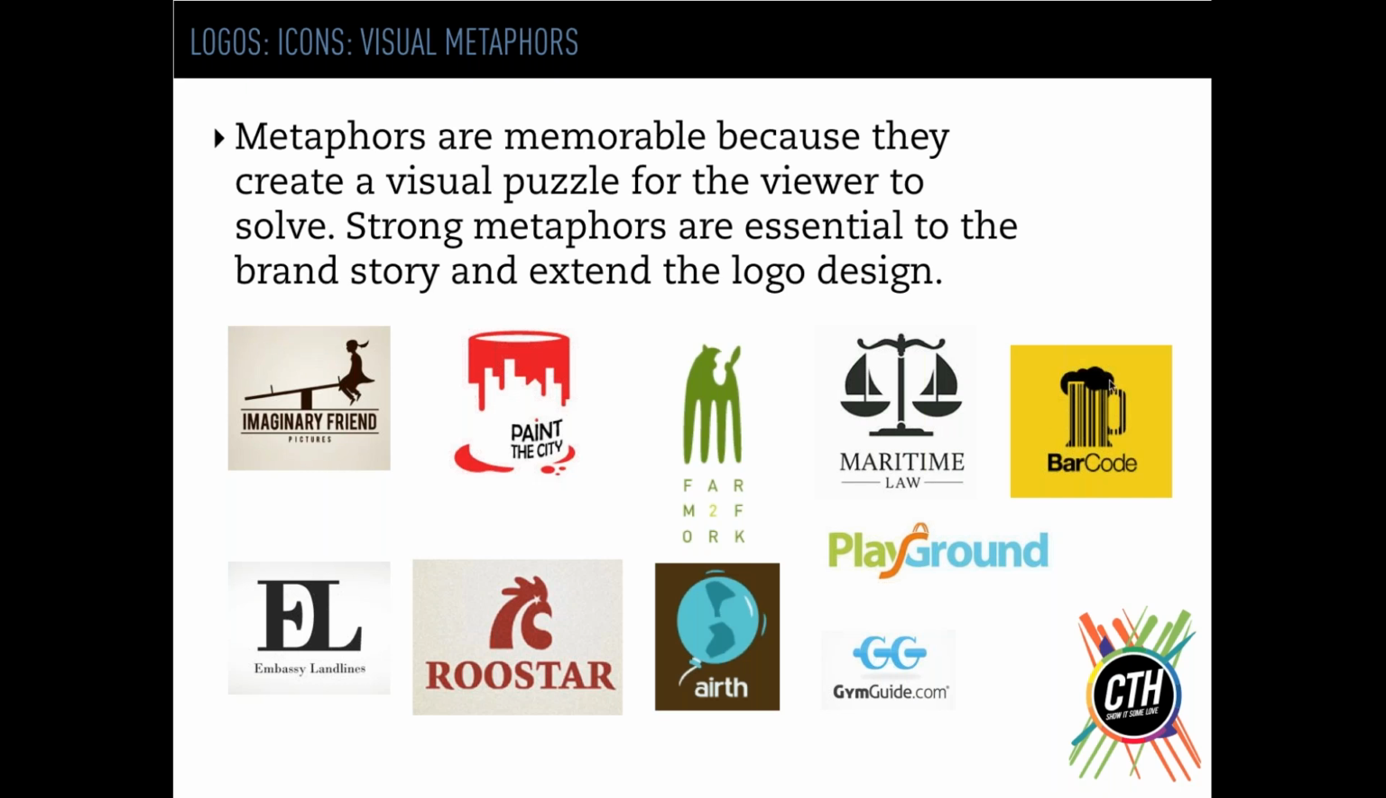Barcode, again, a simple object, but it's got two things in one. This embassy landline, so you see the telephone in the negative space? Yes, I do. So negative space is like your best friend here. If a company's called Roostar, you got to make a rooster with a star. Earth, it's the earth with air, so it's two things, kind of an odd take on something. Gym guide, GG, but it's also a barbell.